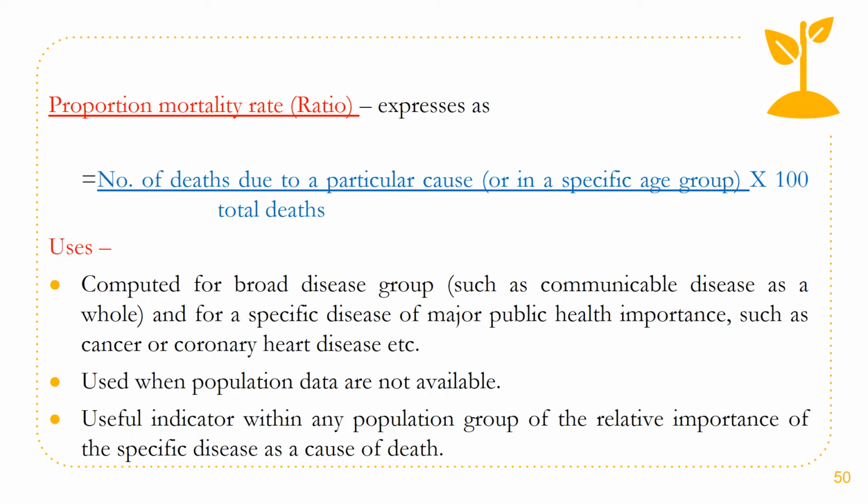Coming to proportional mortality rate, that is a ratio, it is given by number of deaths due to a particular cause in a specific age group divided by total deaths into 100. The use of proportional mortality rate is to compute for broad disease groups such as communicable disease as a whole, and for a specific disease of major public health importance such as cancer or coronary heart disease. Used when population data are not available, and a useful indicator within any population group of relative importance of the specific disease as a cause of death.